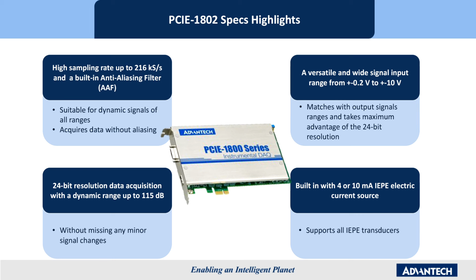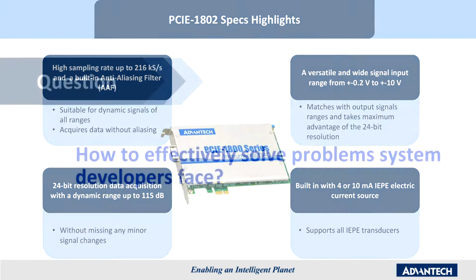Fourth, PCIe 1802 has a built-in 4 or 10 mA IEPE current source. Many types of microphones and accelerometers use IEPE interface transducers, which are powered by an external constant current source via a coaxial cable. IEPE-based transducers have an advantage in small size, light weight, and low cost.